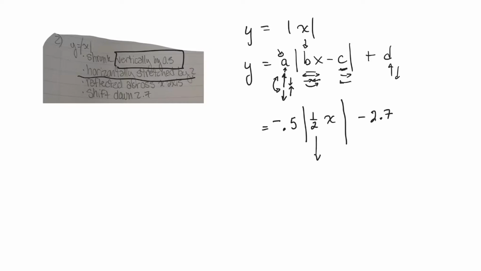This B value is always the one that bothers me and bothers lots of students. And really, when the question says horizontally stretched by 2, they probably should write the word of 0.5 in there, just so it's not confusing to me or to students.